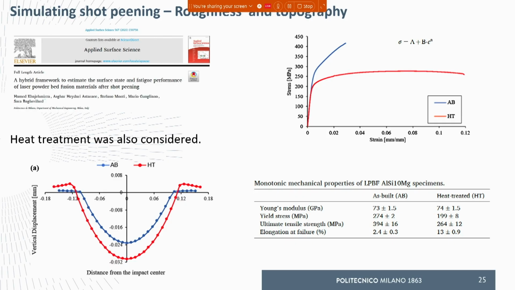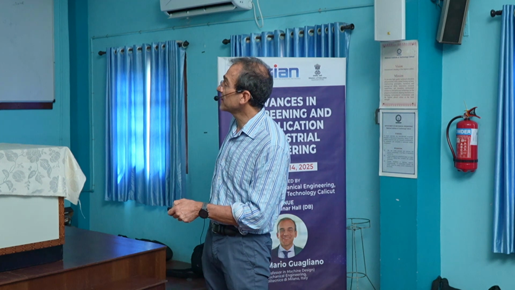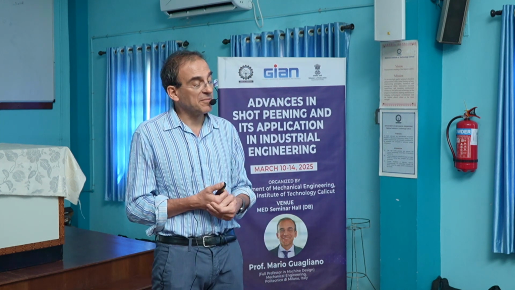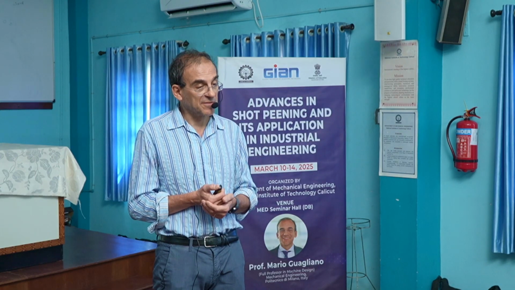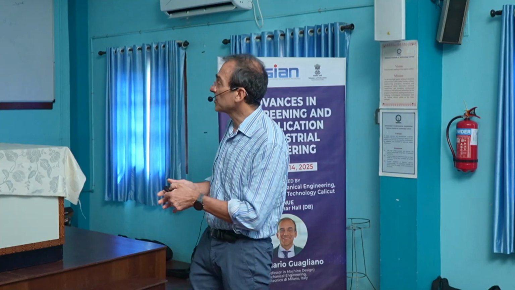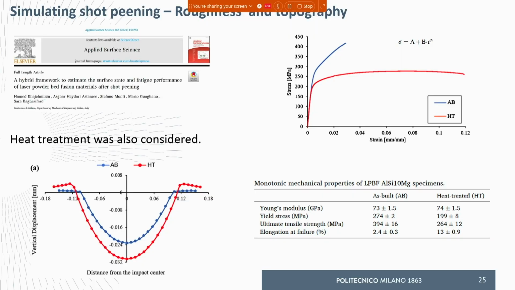Then what have we done? We have considered the two different surfaces, before and after the treatment, and in the shot peening process model simulation of this case, we have considered both the constitutive equation of the as-built condition and after the treatment. And these are the mechanical properties we use. Indeed, the elastic modulus is not changing. The material is an aluminum alloy.